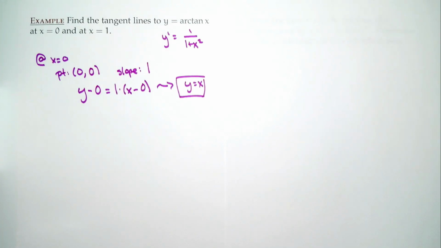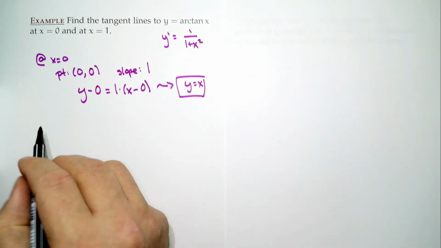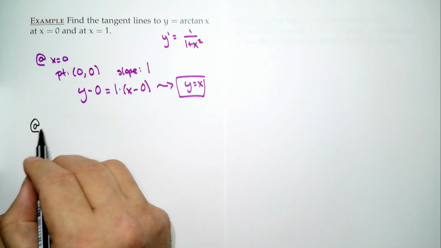Okay, well that's pretty nice. What a nice line that arctangent function has. Okay, well that's at x equals 0. Let's do another point. x equals 1.